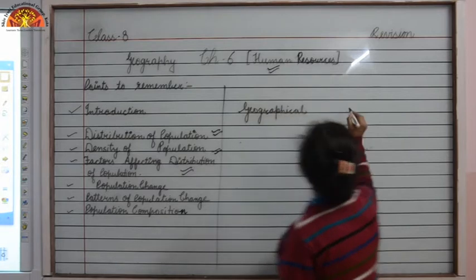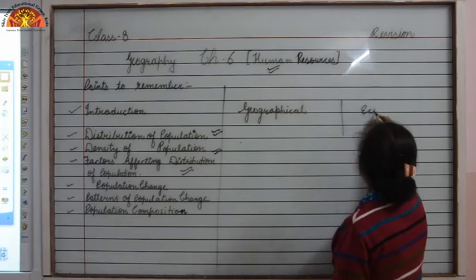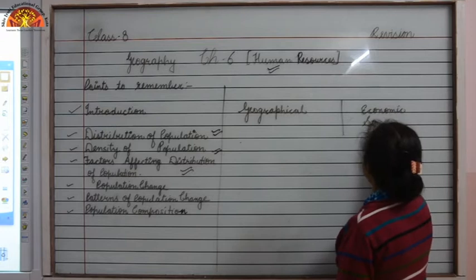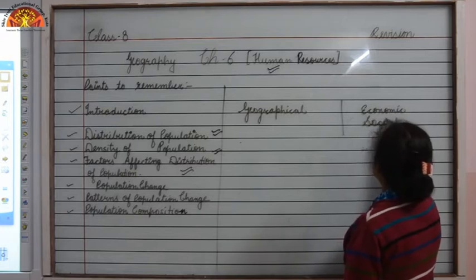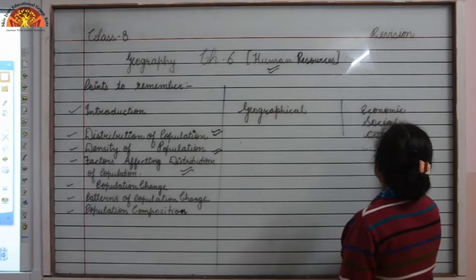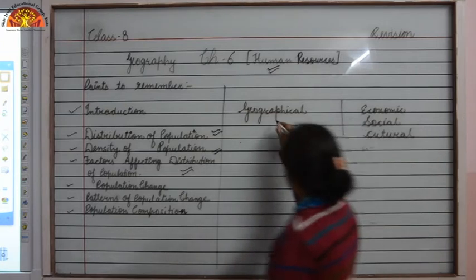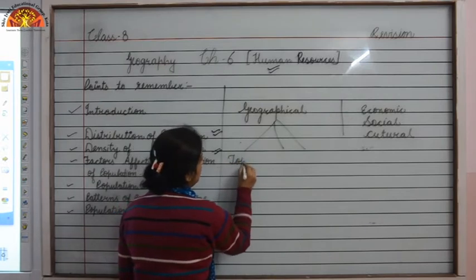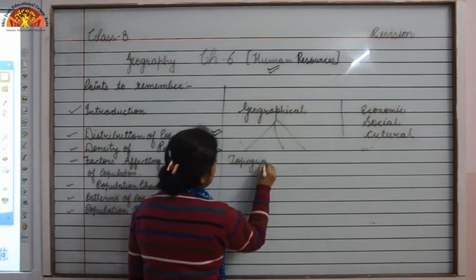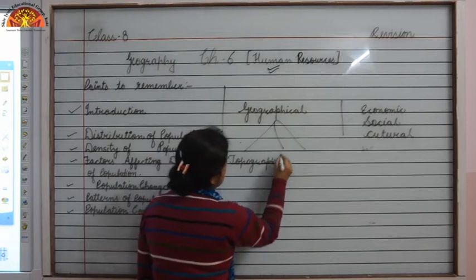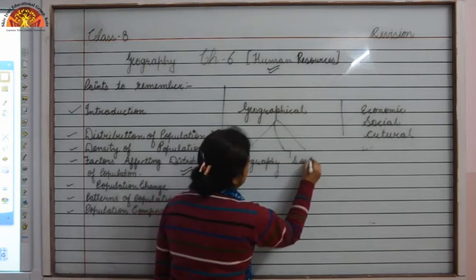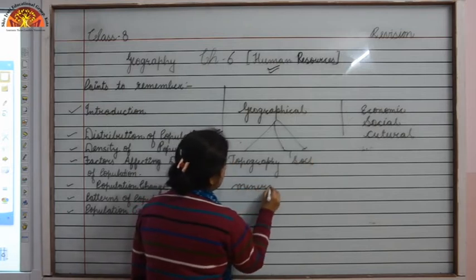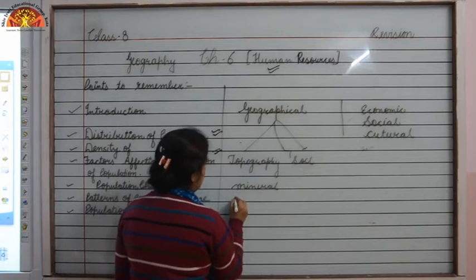Number one is geographical factor, and number two is economic, social and cultural. It can further be classified into topography, soil, mineral, water.